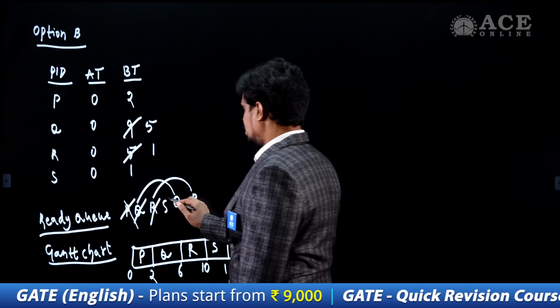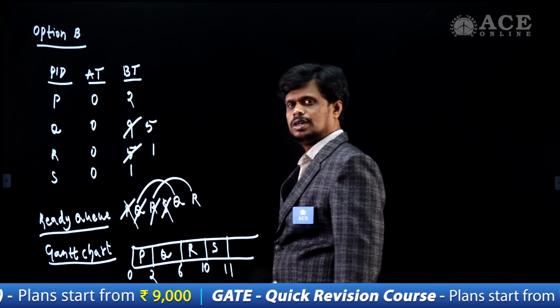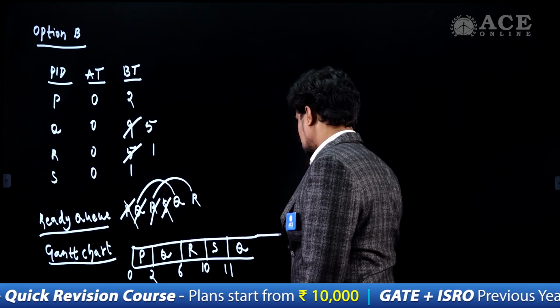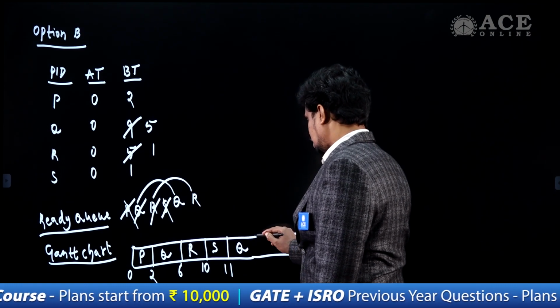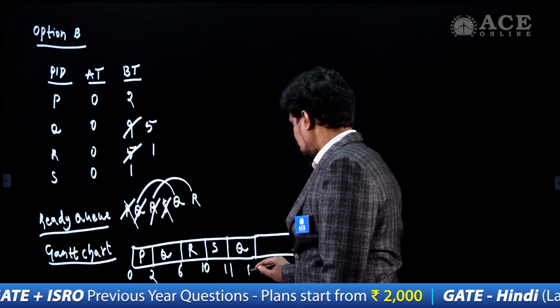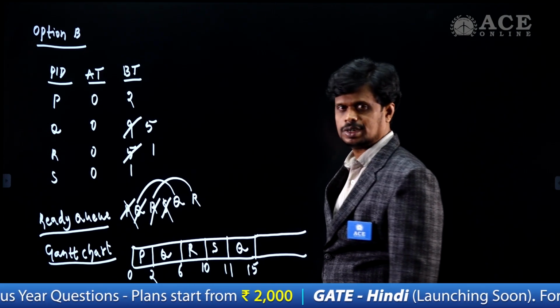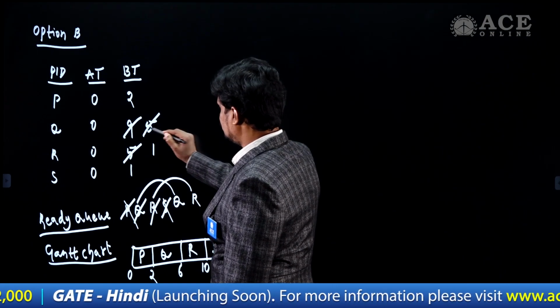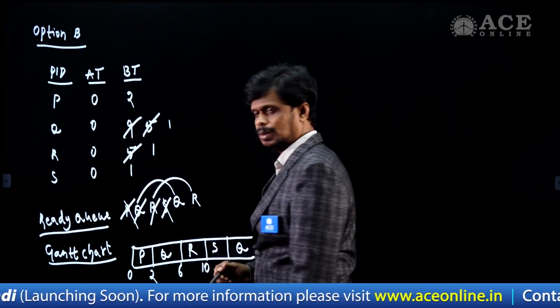And with this, S is finished. Then what is the next process we have? Q. So now Q will start its execution. So this Q will be executed till what time? Another 4 units, means till 15. With this execution of Q, among the 5, 4 units is over, still 1 unit is remaining.